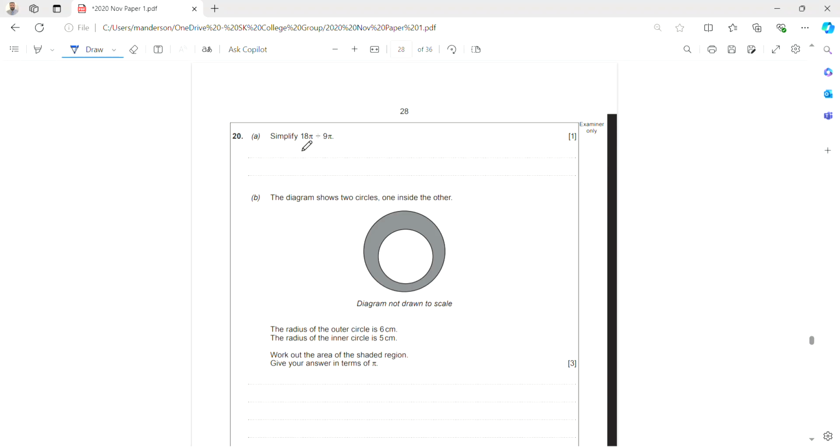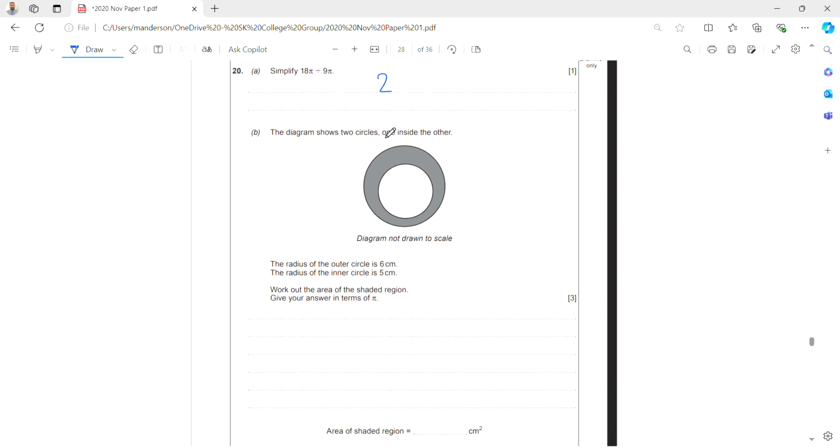Simplify 18 pi divided by 9 pi. Okay, so numerically 18 divided by 9 is simply 2, and pi divided by pi would cancel each other out, so my final answer is just going to be 2.